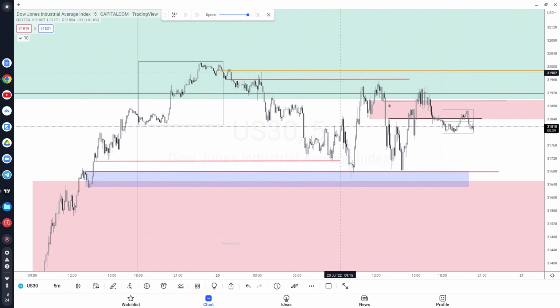So I probably would not have been a part of this move. I'll be honest, I wouldn't have called this move, but this one here, had I been trading this, this was a no-brainer.